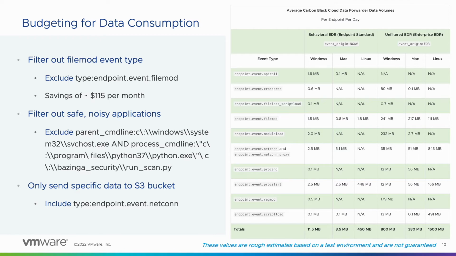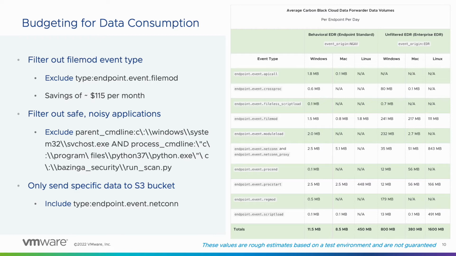the number of those types of devices at Bazinga, and then multiply by 30 to get a rough estimate of the cost and storage savings per month. By filtering out file mods alone, Bazinga can save a little over 10% on their monthly data storage costs. I know saving $115 per month doesn't sound like much, but think of this same example in a larger organization with 50 to 100,000 devices. Storage costs add up, and that 10% could suddenly mean a savings of thousands of dollars.